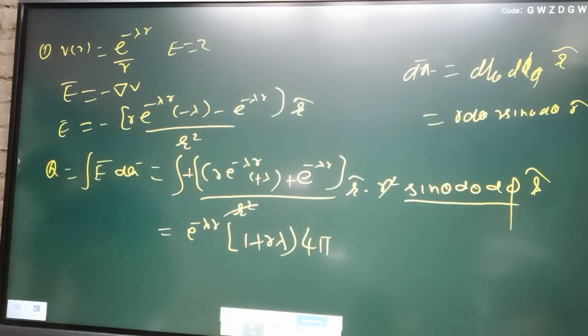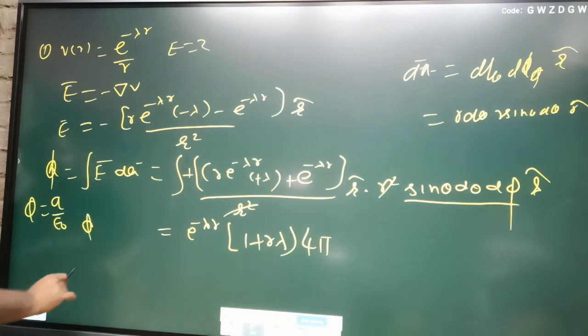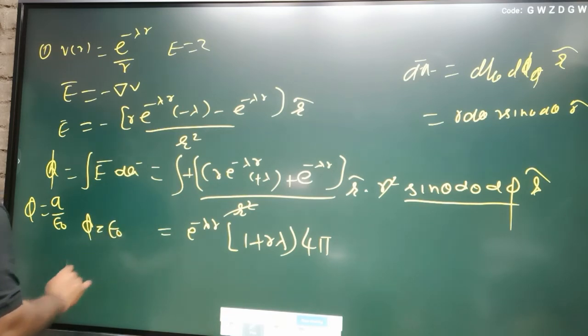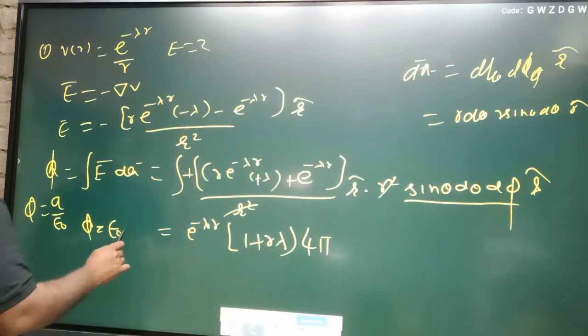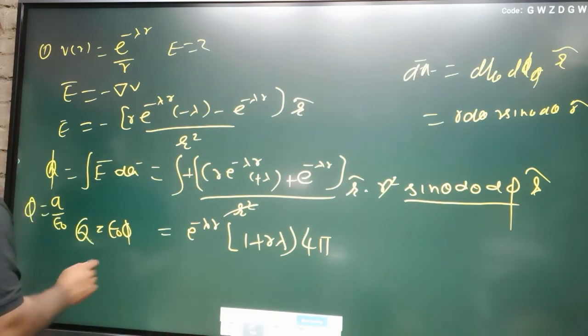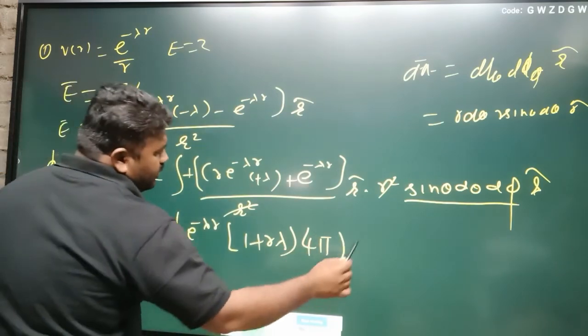Suppose this is the flux. If we want to find Q, how should we take it? Phi is equal to q by epsilon naught. Yes or no? Means phi is equal to how much? Flux divided by epsilon naught. So q is equal to how much? Epsilon naught phi. If we multiply this by epsilon naught, we get the charge.